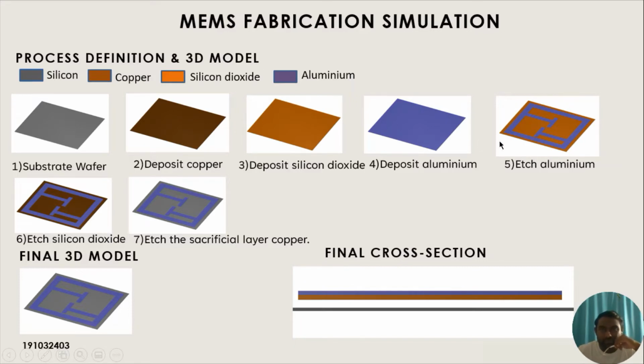And then for the process, we define the mask layout from just now as a mask. Then we do the etching. That's why we got this pattern. We etch the aluminium, then we etch the silicon dioxide, and lastly we etch the sacrificial layer, which is the copper. That's why we can see that there is a gap here. The gap is because we etched the copper completely. This is the final 3D model, and this is the final cross section.